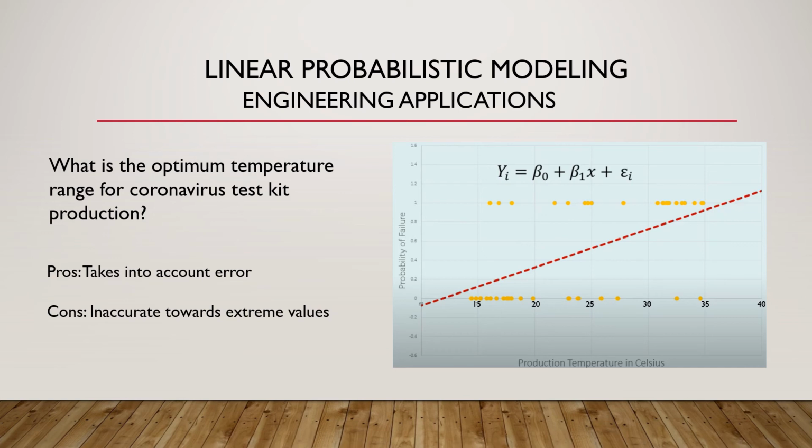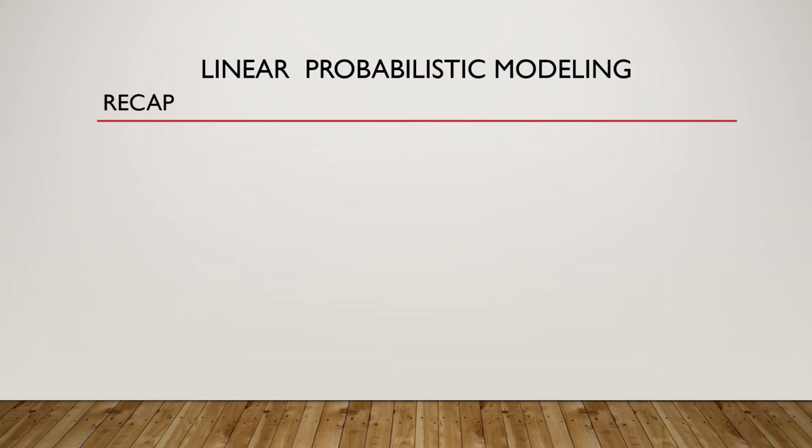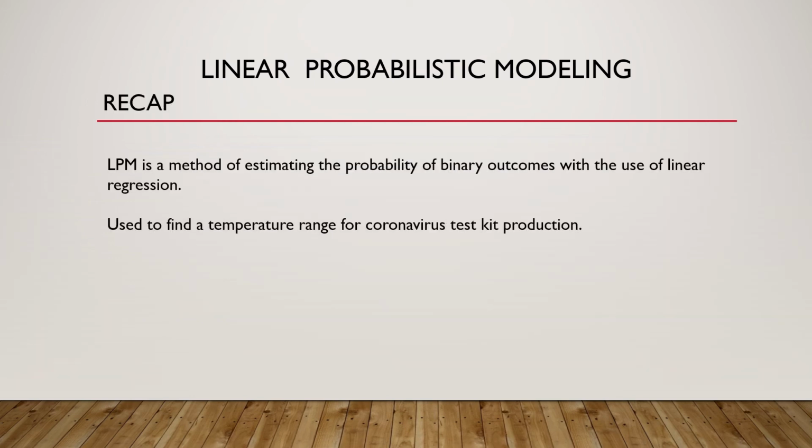So, let's recap. What is LPM? LPM is a method for estimating the probability of binary outcomes with the use of linear regression. And we use it to find the optimum temperature range at which we can manufacture coronavirus test kits.